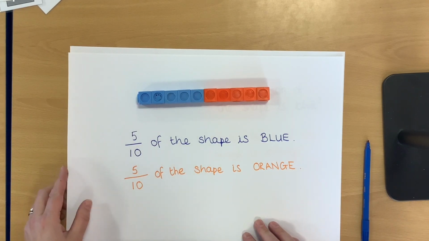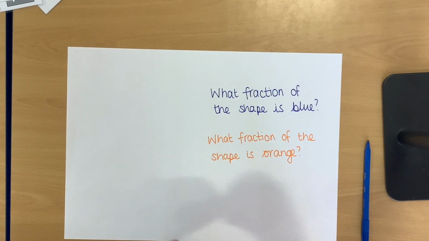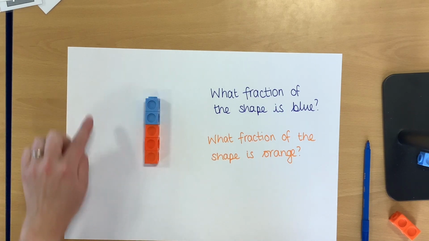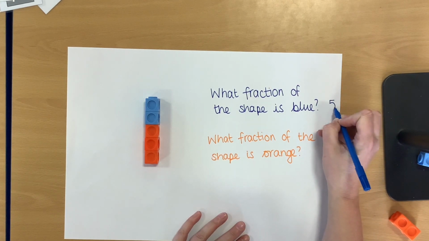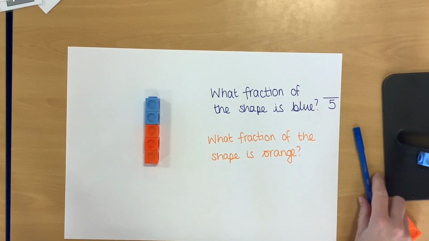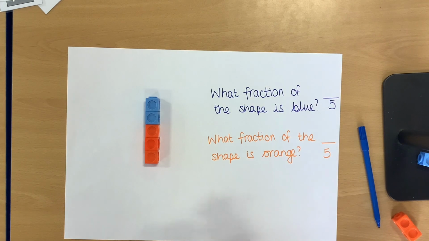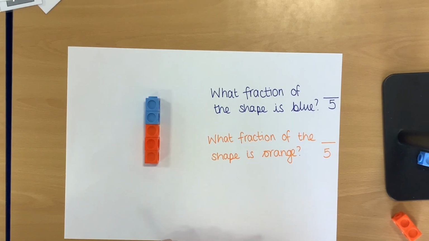Okay, I'm going to show you another shape now, and I want you to think about what fraction is blue and what fraction is orange. Okay, for this shape, there are 5 cubes altogether. So the denominator is going to be 5. Doesn't matter whether we're talking about the blue cubes or the orange cubes. The denominator is still 5 because that is how many cubes there are altogether. That is our number of equal parts.